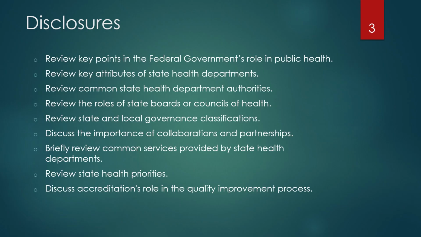Objectives include review key points in the federal government's role in public health, review key attributes of state health departments, review common state health department authorities, review the roles of state boards or councils of health, review state and local governance classifications, discuss the importance of collaborations and partnerships, briefly review common services provided by state health departments, review state health priorities, discuss accreditation's role in the quality improvement process.